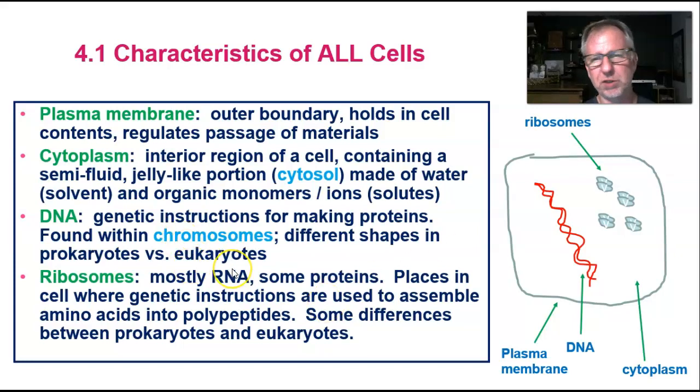Finally, ribosomes. You've heard of ribosomes. Ribosomes are mostly made of RNA and some proteins. And they're the little factories. Think of them as the protein factories, where the genetic instructions are used to link together amino acids and make polypeptides. And there's some differences between prokaryotes and eukaryotes in terms of the kinds of ribosomes, but that won't be important for us. So you should know this list.